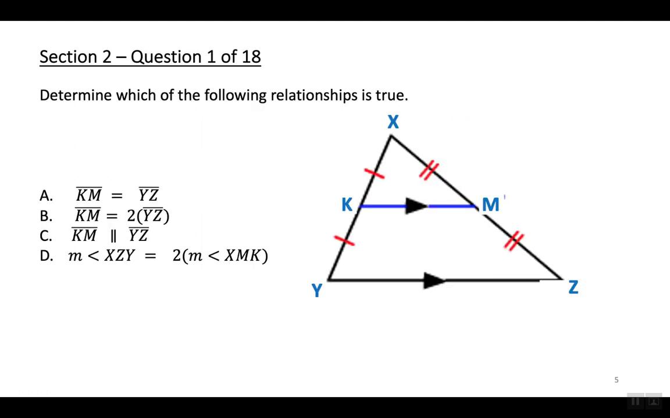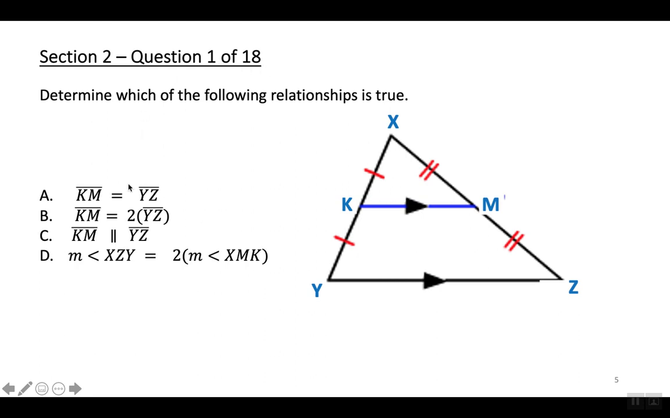All right, here's our first problem from our review. It's imitating what's on the test. This is from the last thing that we learned, the last homework that you had, okay? It says determine which of the following relationships is true. Out of these four, there's only one that is true.